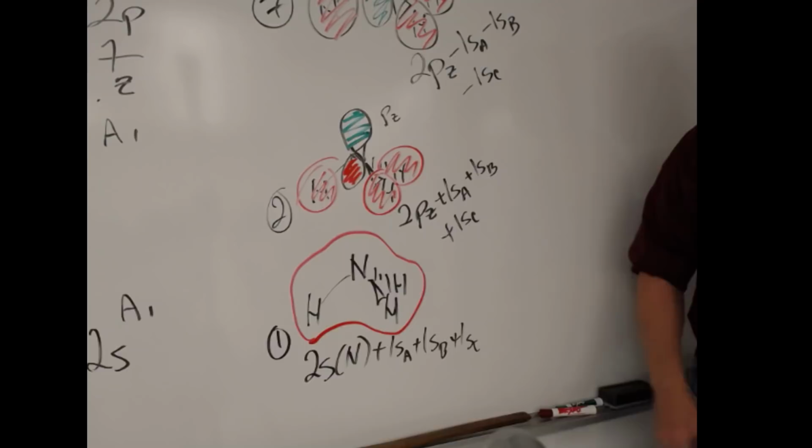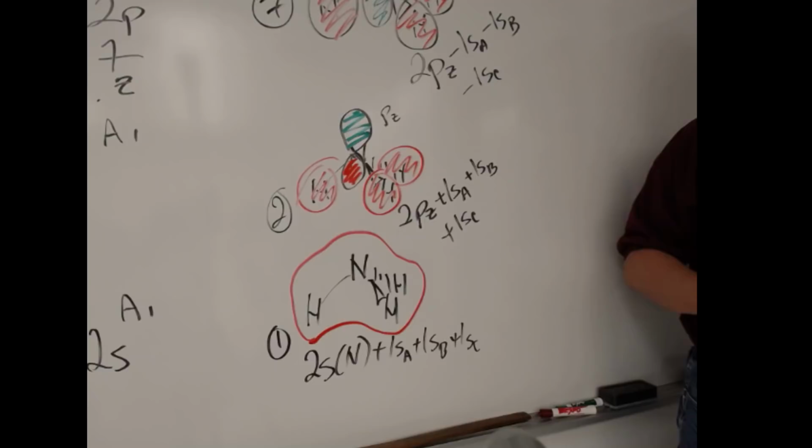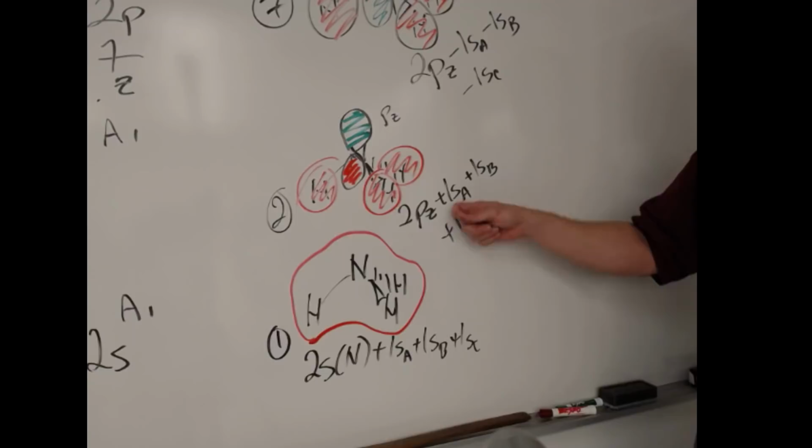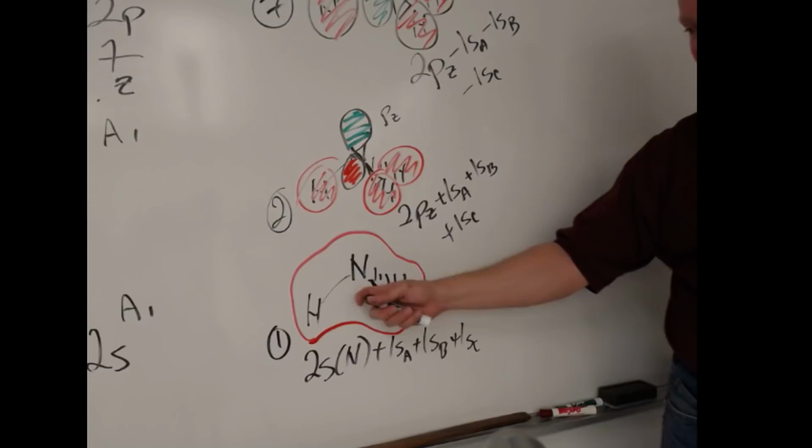Does that make sense? This little handwritten shorthand is something I'd like for you to know. I'd like for you to be able to look at this picture and see that that's the 2pz plus 1sa, 1sb, 1sc. If there's a node. If there's no node, then it's the 2s. Okay? You're looking at this one, you know that that's the 2s because there are no nodes. The 2p has to have a node.